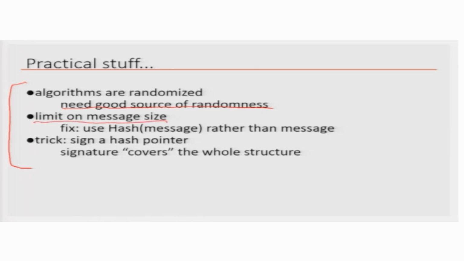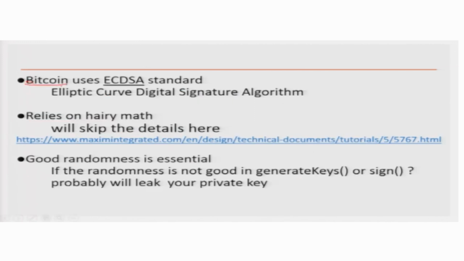Also, when you sign, you can sign a message or you can sign the digest of the message, because the digest of the message is always smaller than the message. So, that makes your signature faster. And you can also sign a hash pointer. So, not only do you keep a hash pointer, you actually then sign the hash pointer, and that will cover the entire structure. So, a hash pointer covers only part of the structure, but if you sign the hash pointer, it covers the entire structure.